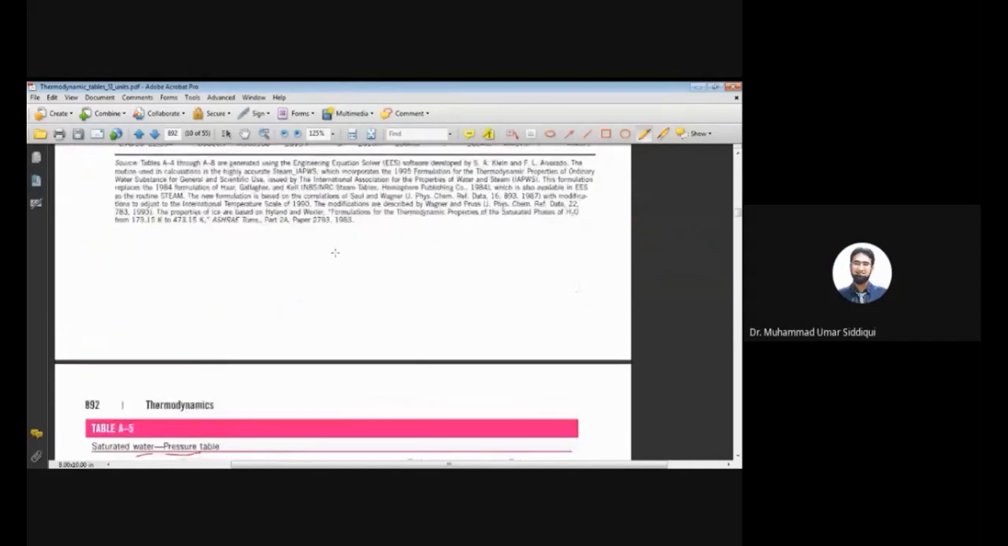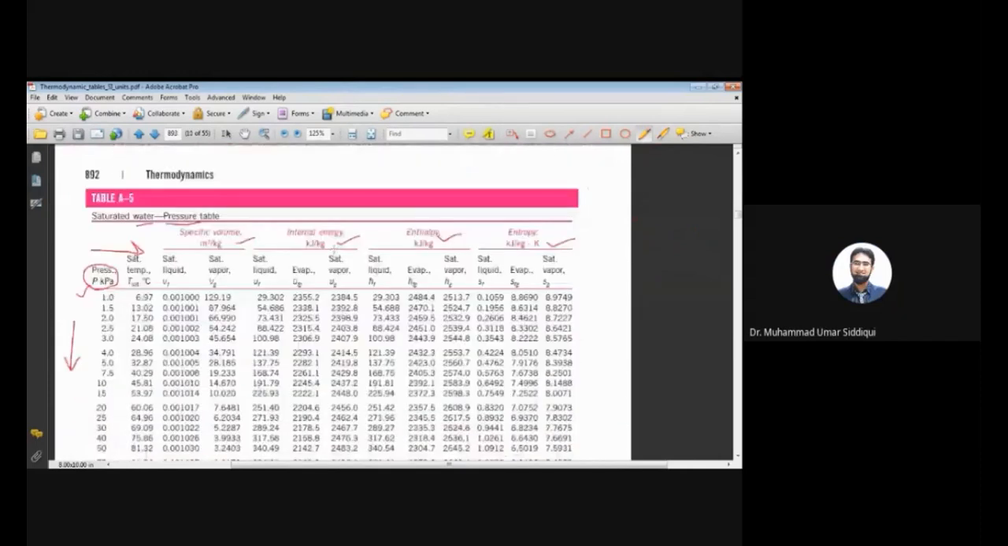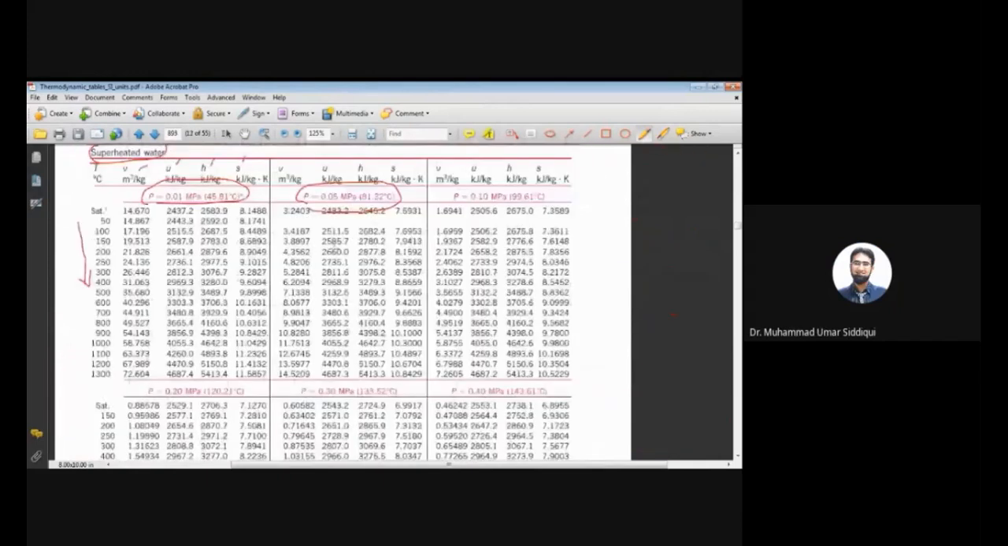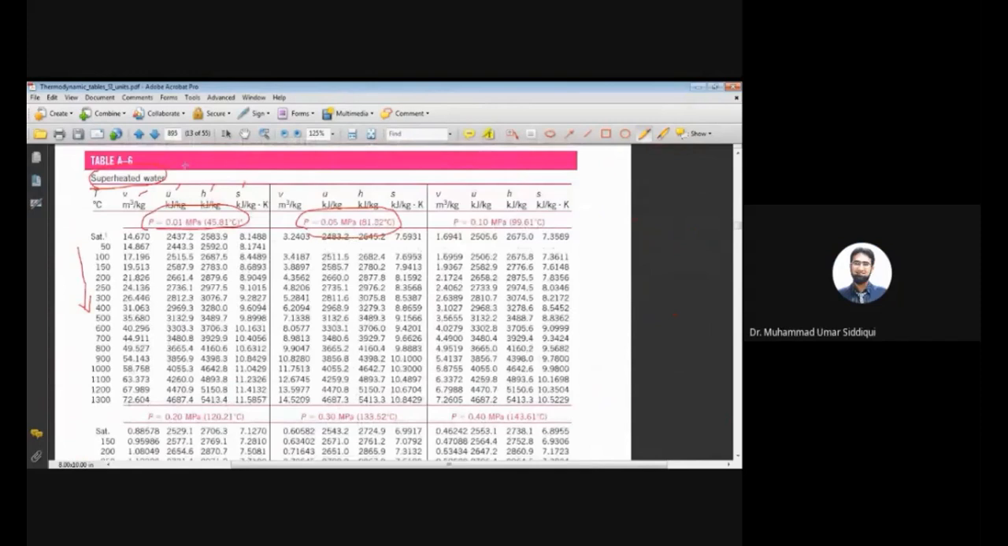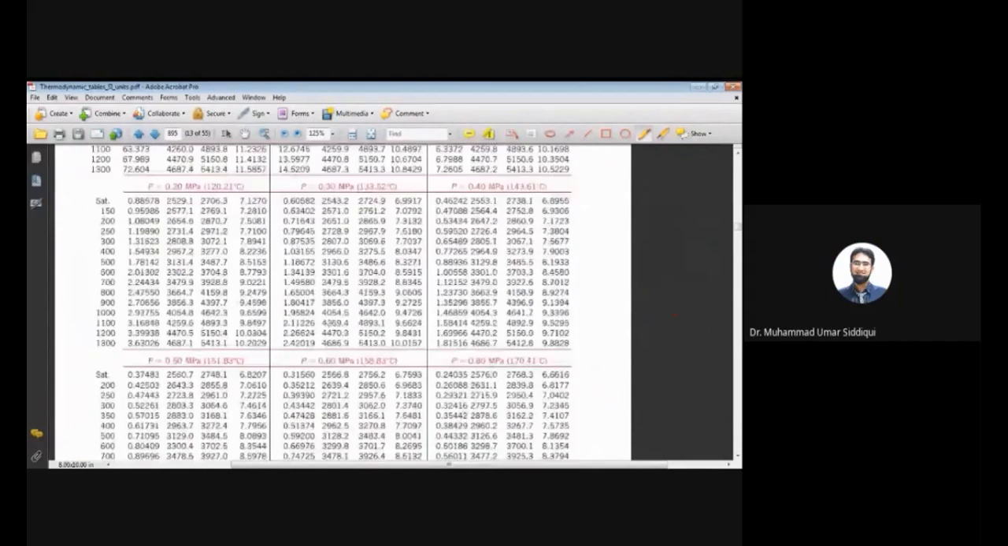Suppose you went through the table and you realize you have to go into the superheated table. Then the superheated table is very simple. In the superheated table, you don't have F and G values. Let's say you know the temperature and the pressure. Corresponding to the temperature and pressure, you find whatever property you need. It's very simple in the superheated table.